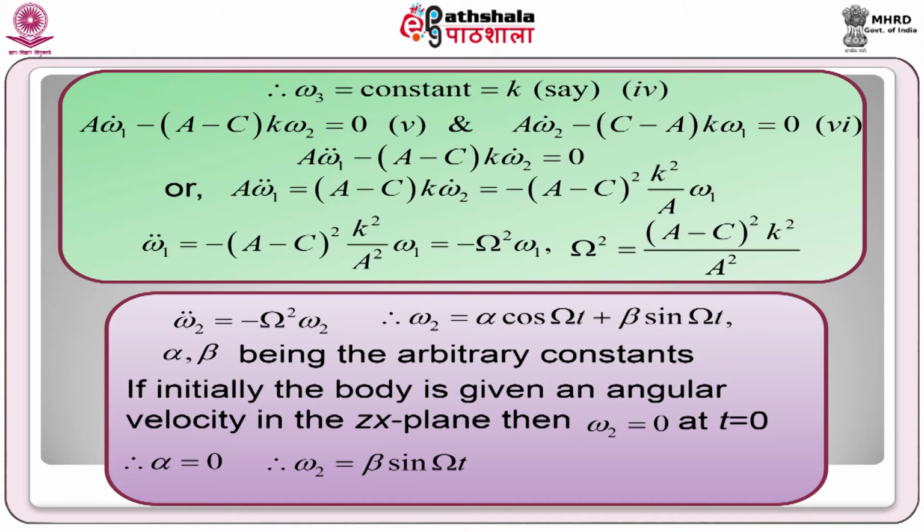If initially the body is given an angular velocity in the zx plane, then omega 2 obviously 0, because omega 2 is the angular velocity about y axis, but here we have given the angular velocity in the zx plane. So, omega 2 equal to 0 initially means at t equal to 0. This gives alpha equal to 0. Therefore, we have omega 2 equal to beta sin capital omega t.